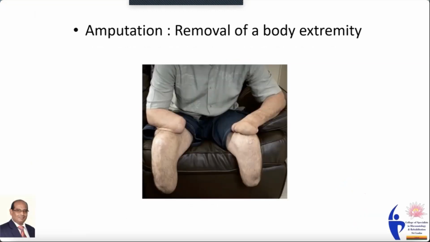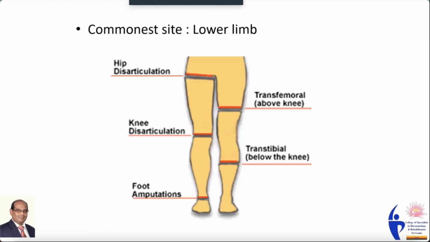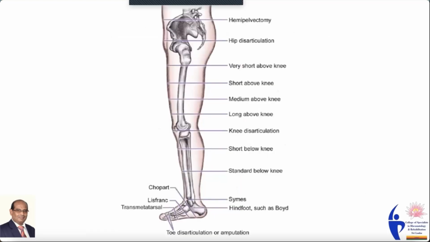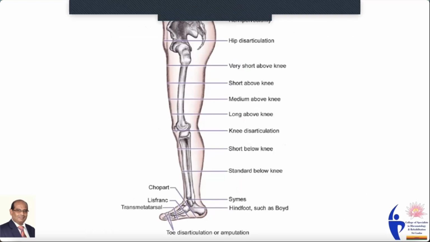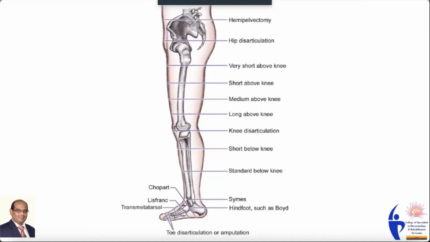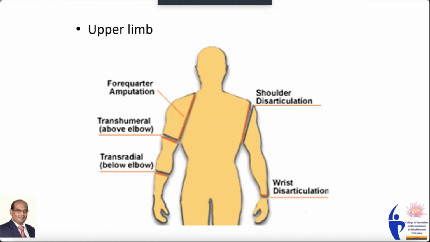Amputation, by definition, is removal of a body extremity, which commonly occurs in the lower limbs at different levels depending on the condition of the patient, decided by the surgeon. There is a much more detailed picture of the different types of amputation that can happen in the lower limbs depicted here. Similarly, upper limbs also can have different types of amputations.